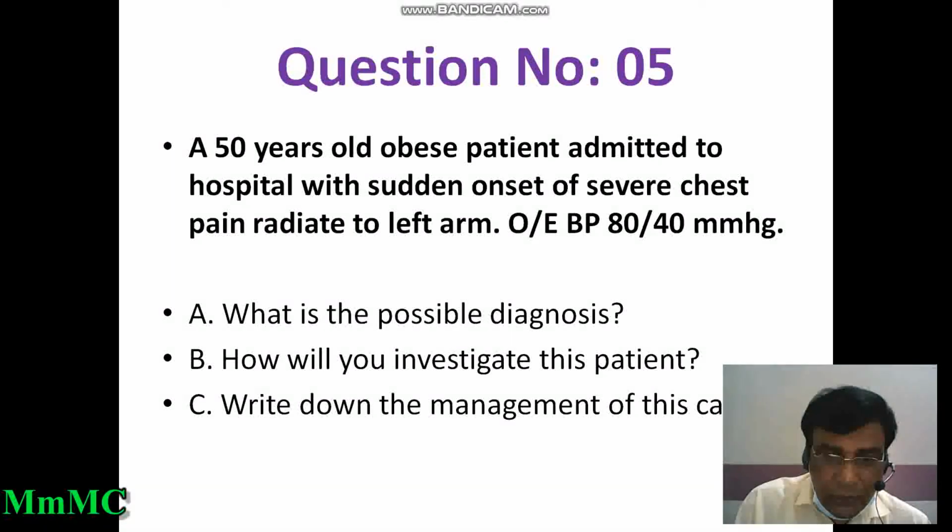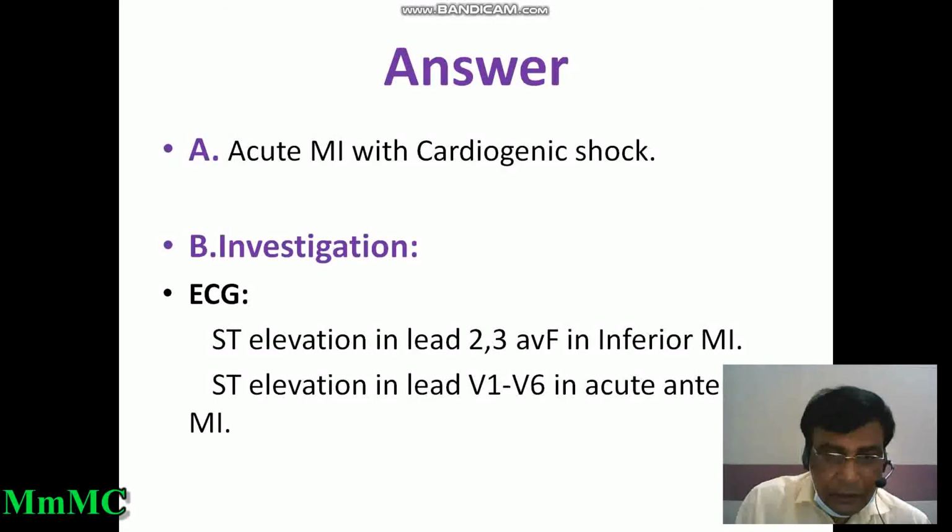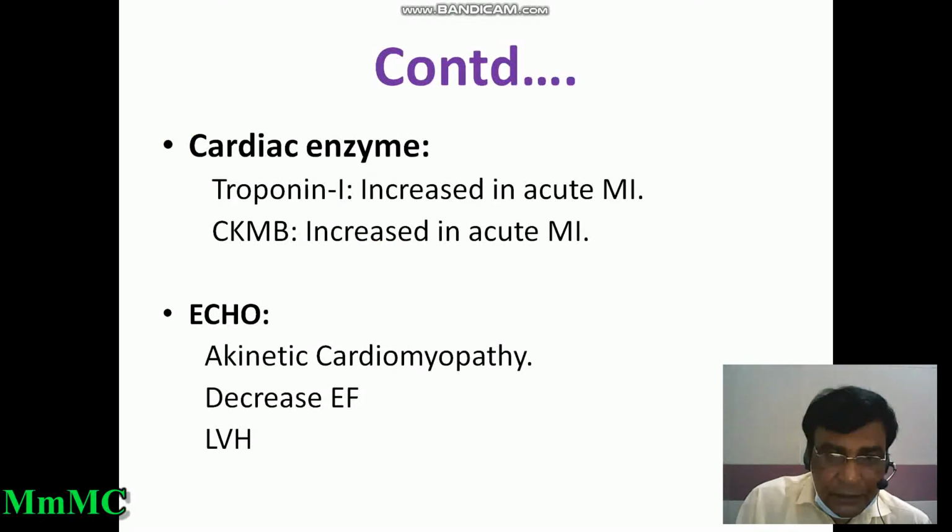Next question, how will you investigate this patient? ECG: ST elevation in lead 2, 3 and aVF in inferior MI, and ST elevation in V1 to V6 in acute anterior MI. Cardiac enzyme troponin T, troponin I increased in acute MI, and CKMB also increased with acute MI. Echocardiogram shows akinetic cardiomyopathy, decreased ejection fraction, and LVH.